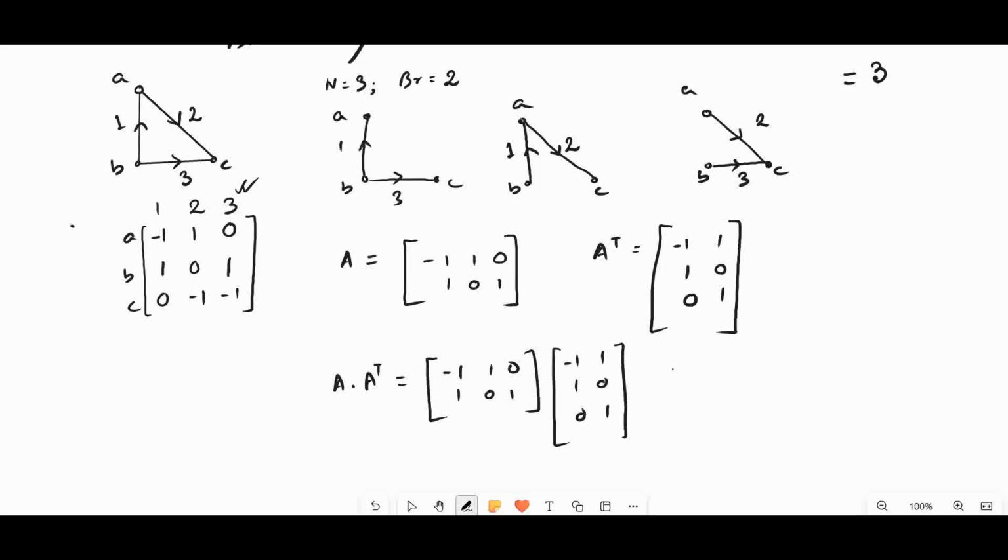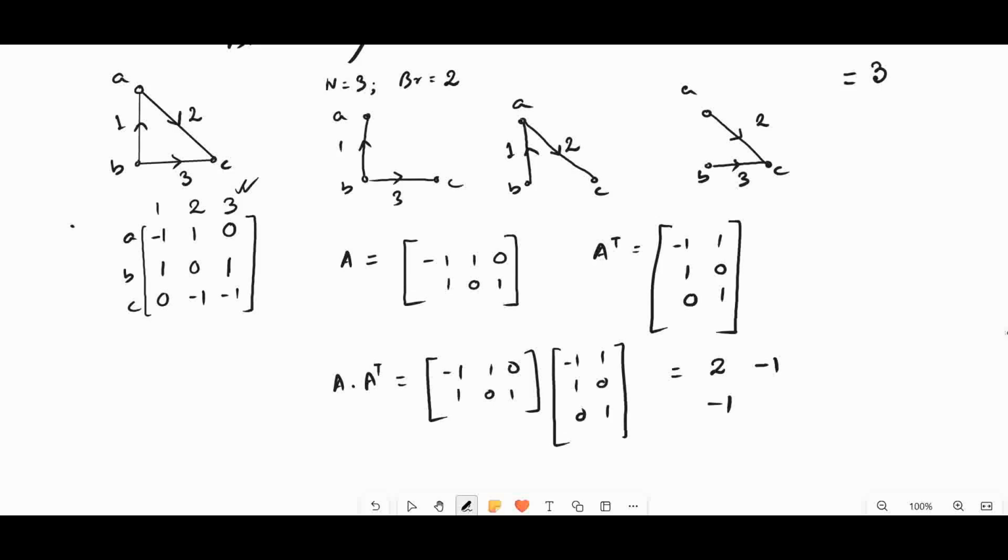Then we have here, this is 1, plus the multiplication of these two will also be 1, so 1 plus 1 equals 2. Then for the second term, we have minus 1 into 1 is minus 1, then 0, then 0, so we have here minus 1. Then coming to the next, 1 into minus 1 is minus 1, then 0, so this is also minus 1.